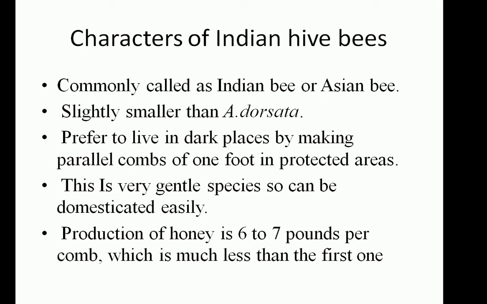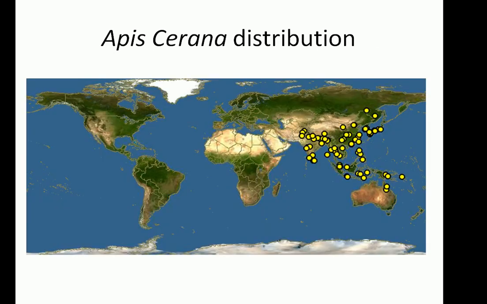The distribution of Apis cerana is in India, some parts of China, some southern parts of China, and the Australian region. That is just about it.